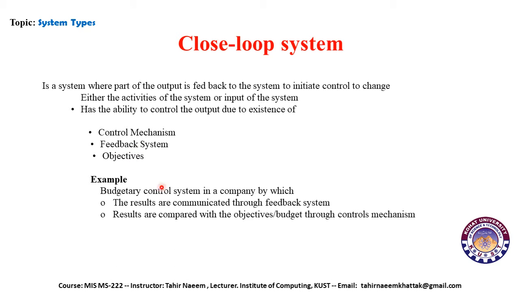Here I will give you an example of a budgetary control system in a company. When we perform the budgetary control mechanism, the results are communicated through the feedback system to the CEO or the decision making body, and the results are compared with the objectives and budgets to control the mechanism. If there is some mismatch, then it can be brought down.